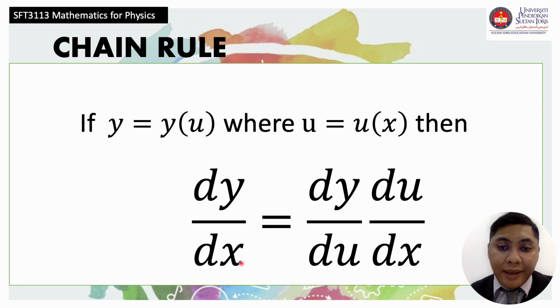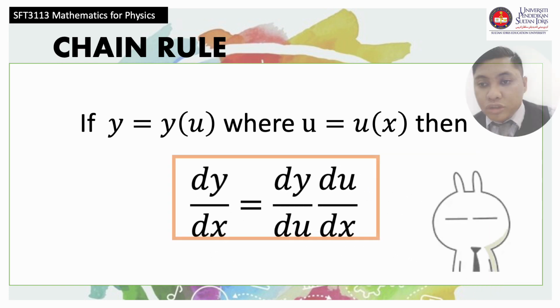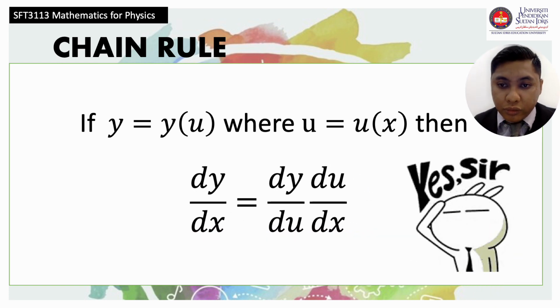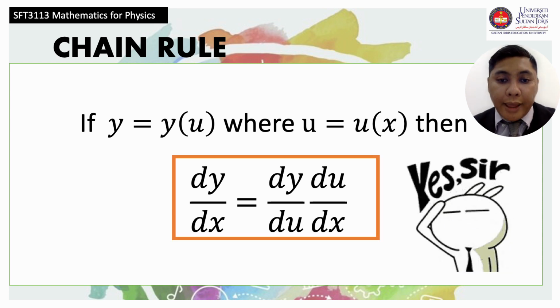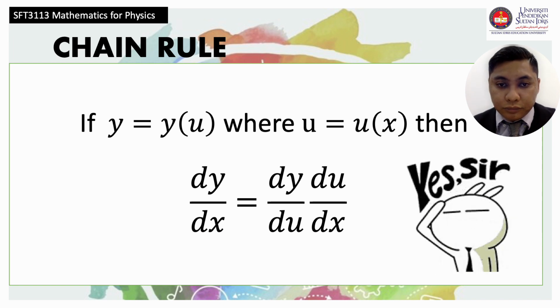So dy/dx equals dy/du times du/dx. That means u here you differentiate with respect to x, and y here we differentiate with respect to u. So this is the chain rule, and you need to remember it. You need to follow these three rules. Okay, so let's go to the example.